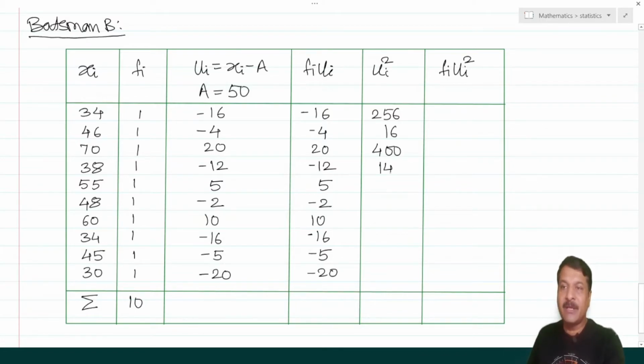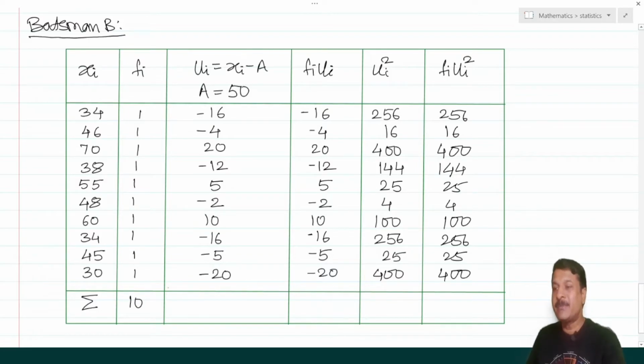Minus 12 square, 144. 5 square, 25. Minus 2 square, 4. 10 square, 100. 16 or minus 16 square, 256. Minus 5 square, 25. Minus 20 square, that is 400. So same values here, because Fi is 1 everywhere. So 256, 16 and onwards.